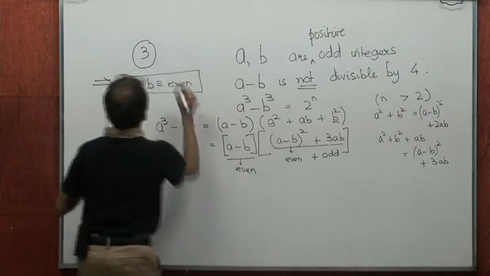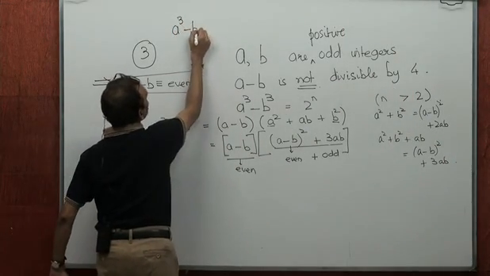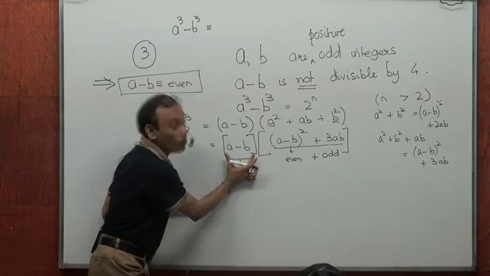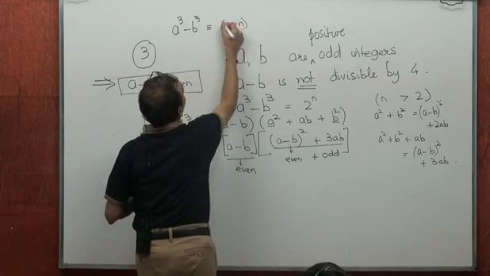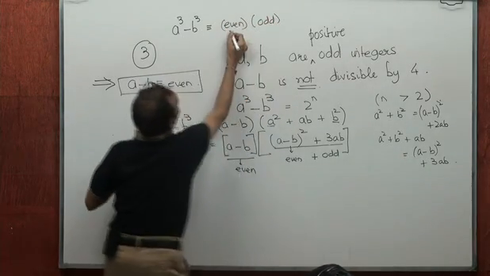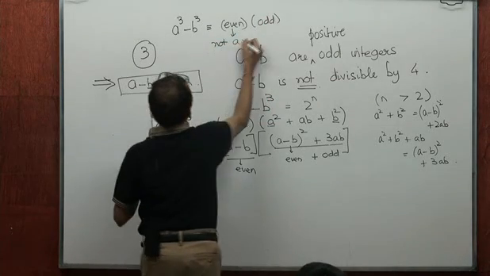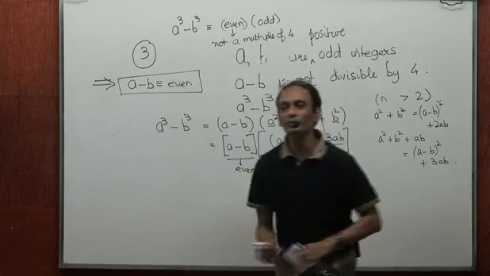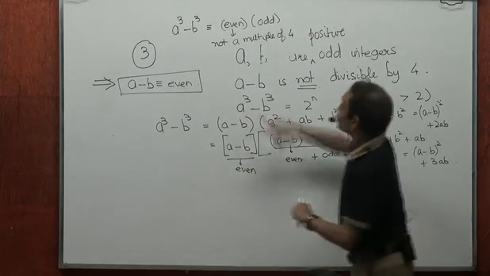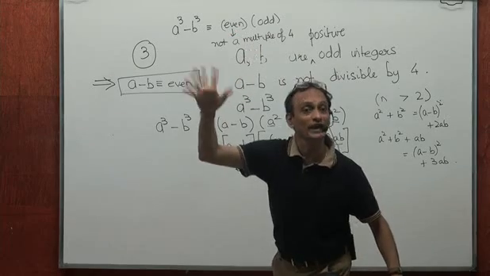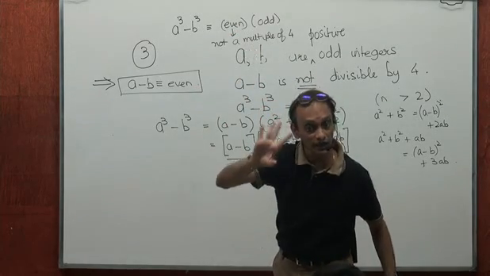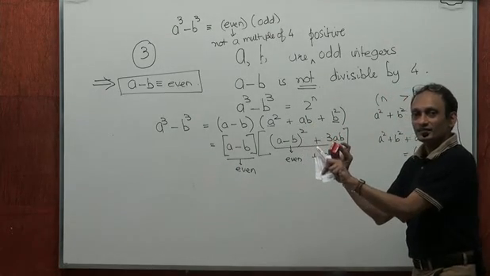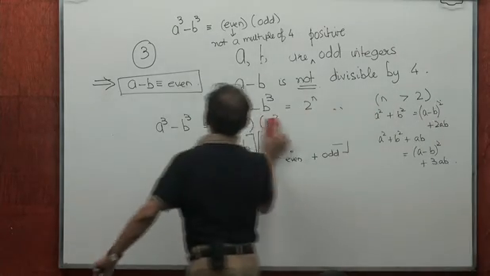So then this a cube minus b cube that we have is like an even number which is not a multiple of 4. It is an even number into an odd number, where this even number is not a multiple of 4. It's even, but not of the form 4 into k. It's not divisible by 4. Okay. Now, so far so good, right? Now check this out.